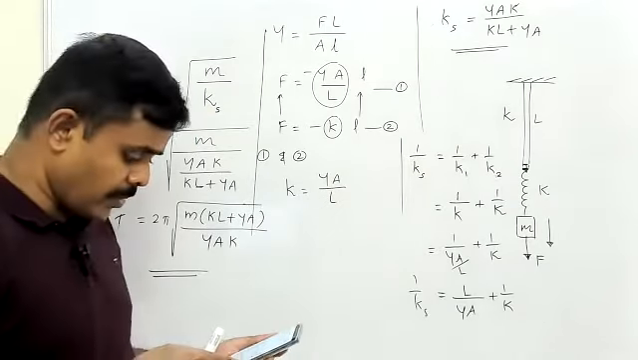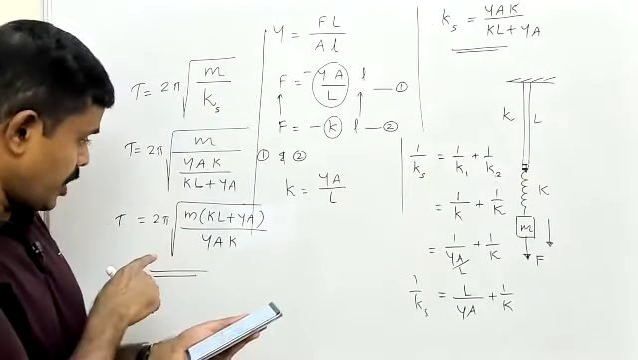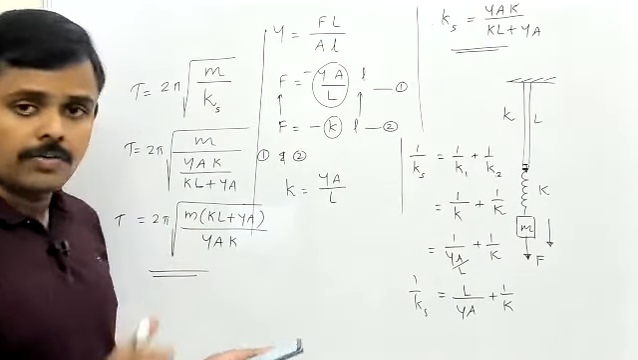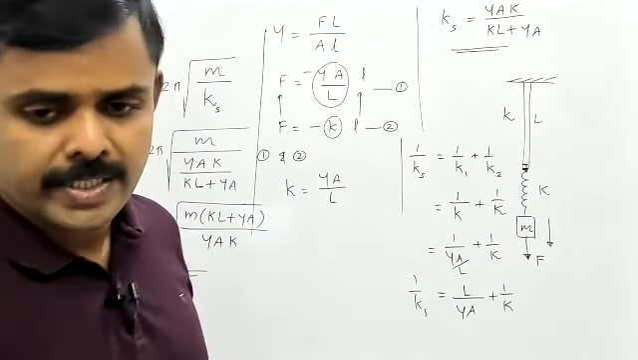Here, out of the given options, option B is correct. 2 pi into root of m into YA plus KL divided by YAK. Is that clearly understood?